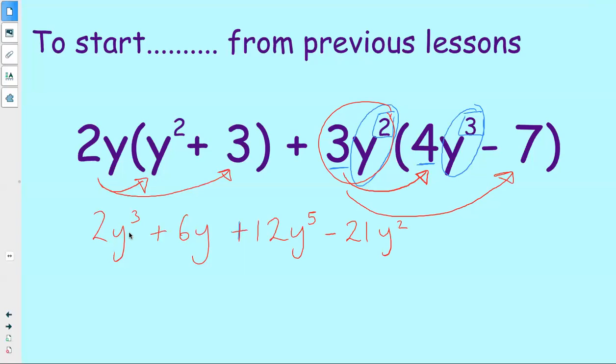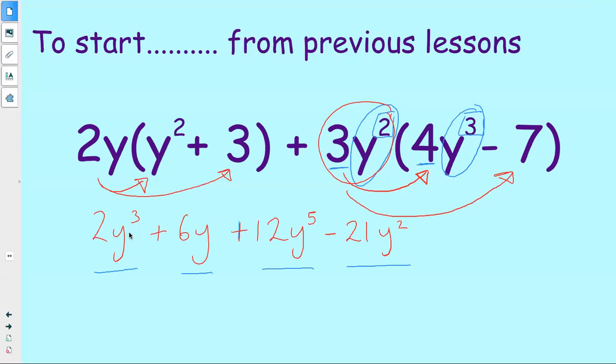After everything's all multiplied out, you want to simplify if you can, but when I look at each of my terms, I've got something that contains a y cubed, something that contains a y, something that contains a y to the power of 5, and another term that contains y squared. So none of them are like each other, so they cannot be simplified. So that is the simplest form.